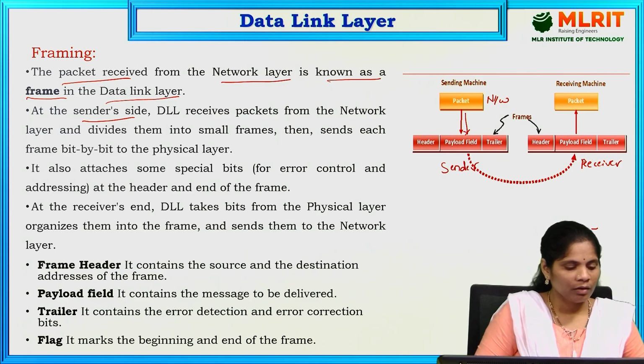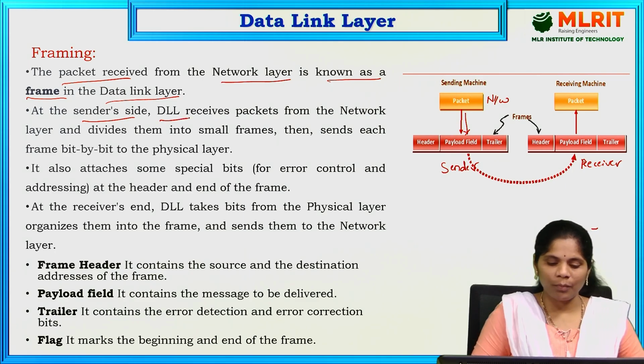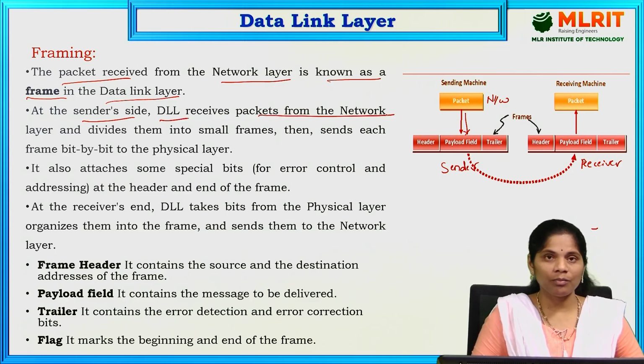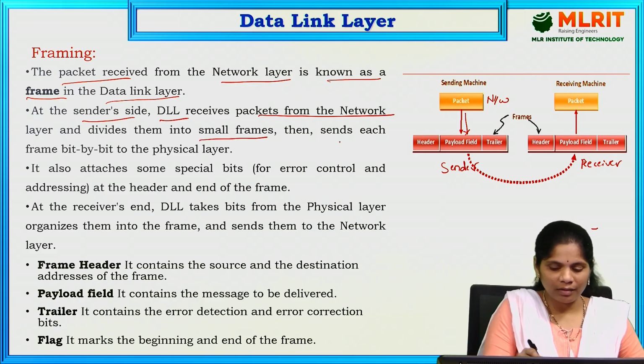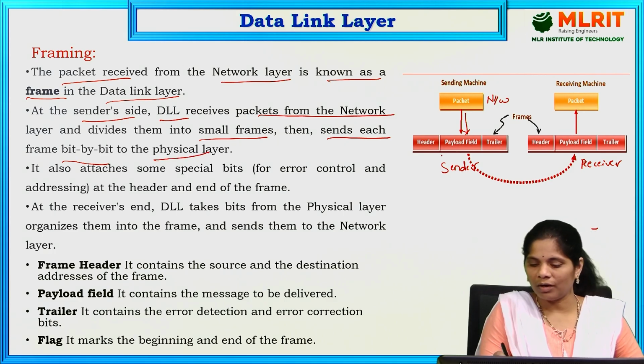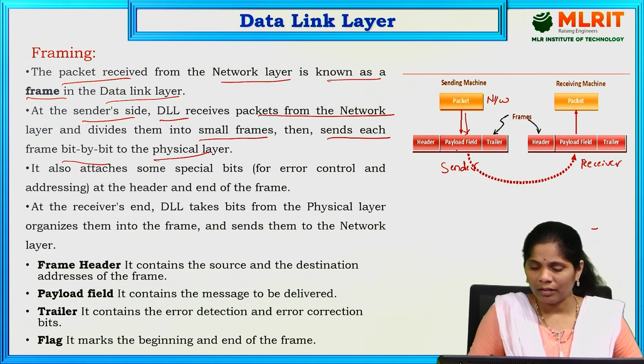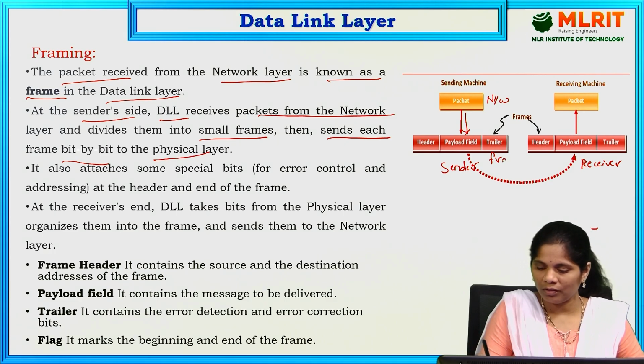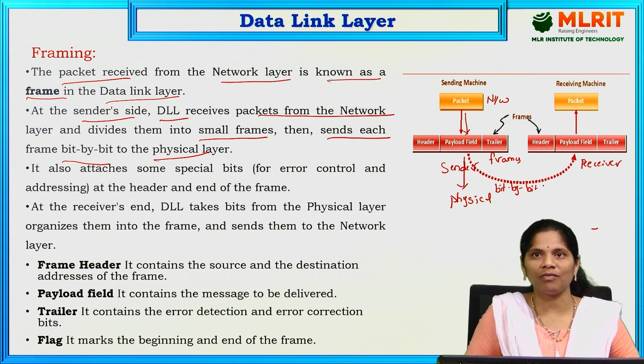Here, the sender side data link layer receives the packets from the network layer. At the same time, these packets are divided into small frames. It sends each frame bit by bit to the physical layer. So, whatever data is coming from the packets is transferred into frames, and these frames are transferred to the physical layer in the form of bits, bit by bit.